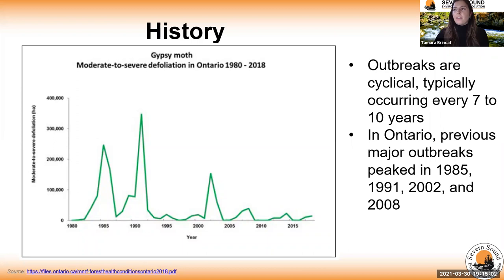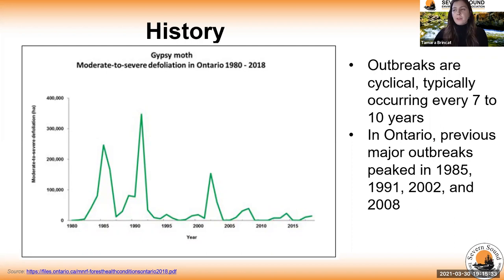So their population surges about every 7 to 10 years. It will rise rapidly, and then it follows a natural crash. And the outbreaks are typically collapsed by natural factors, including competition with other caterpillars, predators, pathogens, and weather. In Ontario, gypsy moth is actually beyond the stage where it can be eradicated. So as a result, we're expected to experience these periodic population increases.